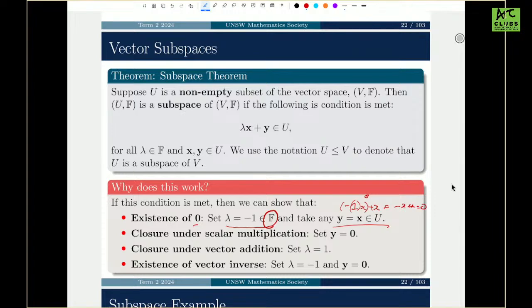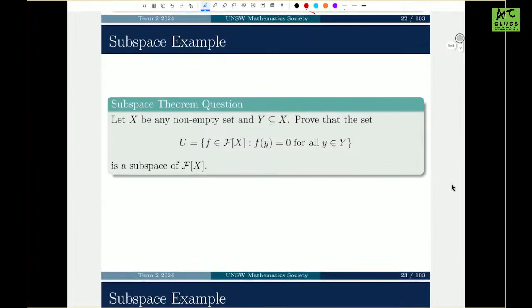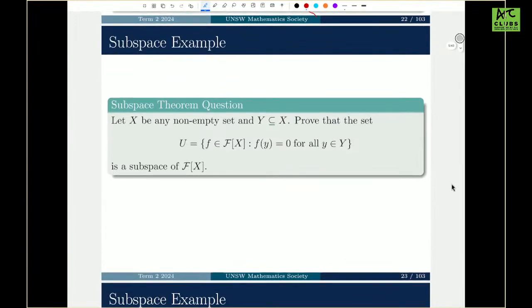Okay, closure under scalar multiplication. That works by just setting y to 0. So we have x in U implies lambda x in U. Closure under vector addition, just set lambda equals 1 and you have x plus y. Existence of vector inverse, set y to 0, which we now know U must contain, and set lambda to 1. So x in U implies -x is in U. And that's all we need for subspaces.